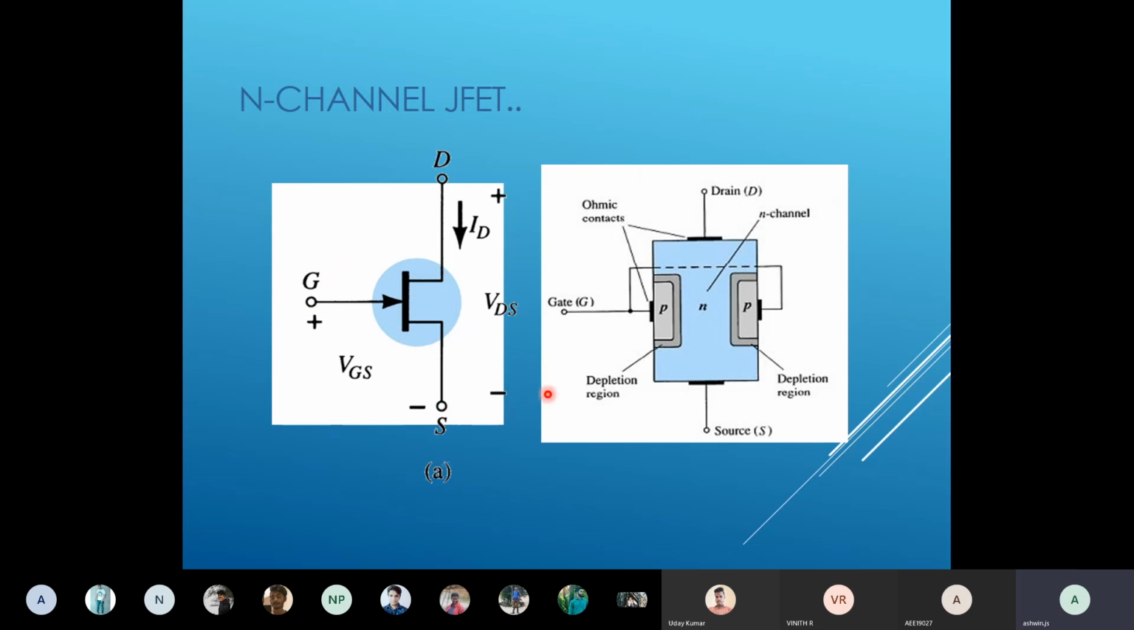So for example, let me do it here. Here I am giving positive, here I am giving negative. This is the N type. N type has a majority of electrons or holes? Electrons. So electrons will be there. Here I am giving positive, here it is negative. So what will it do? Will the electrons go to the drain, or will the electrons go to the source?